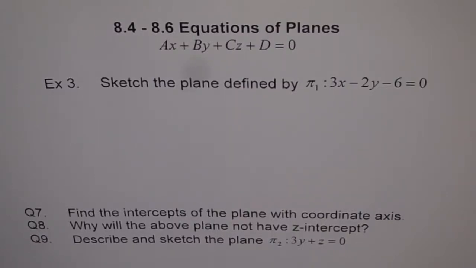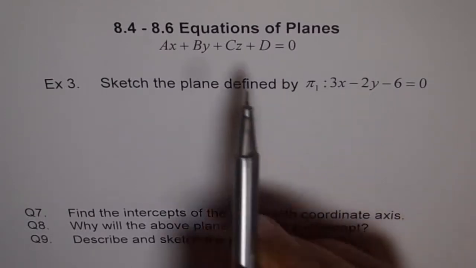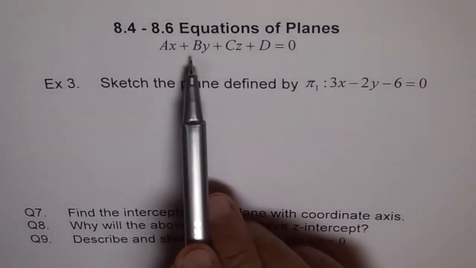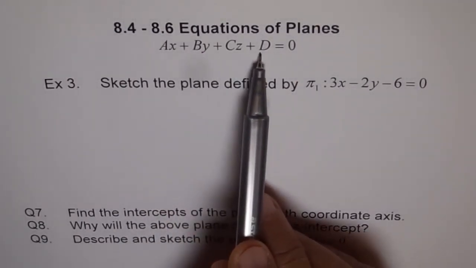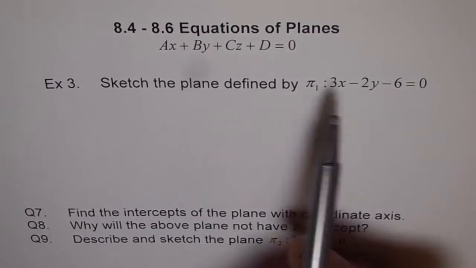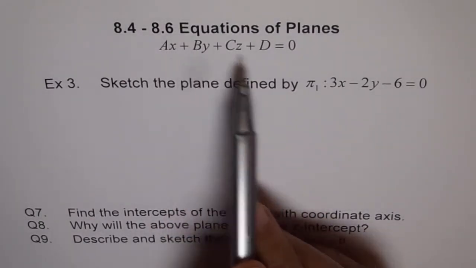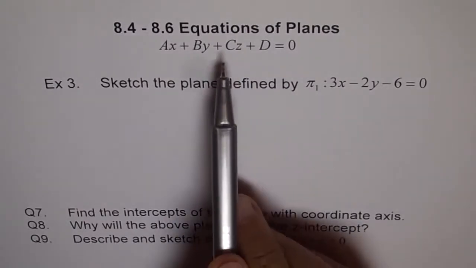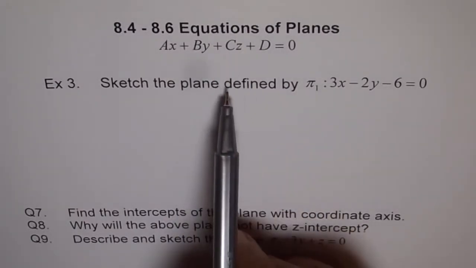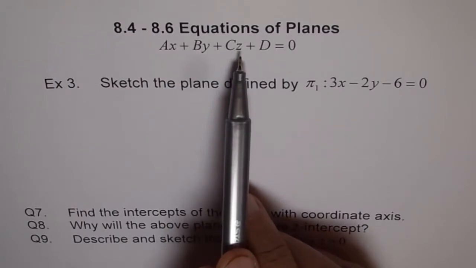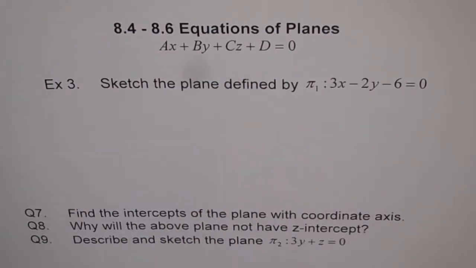Example 3. Sketch the plane defined by pi 1, 3x minus 2y minus 6 equals 0. Okay, now here if you compare this with the equation of a plane, which is ax plus by plus cz plus d equals 0, you will notice that coefficient c is 0. So only the a and b terms are there, two variables, and the third one is 0 since c is 0. That means z could have any value. Is it okay? Now that's one way of looking into it.